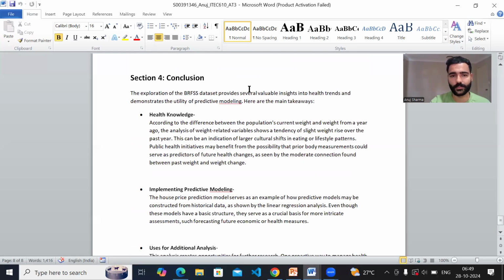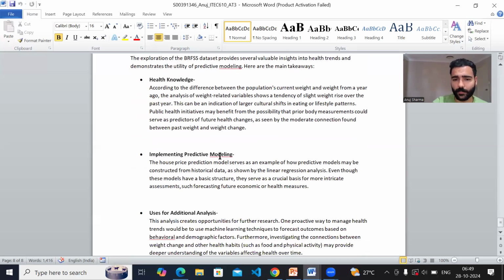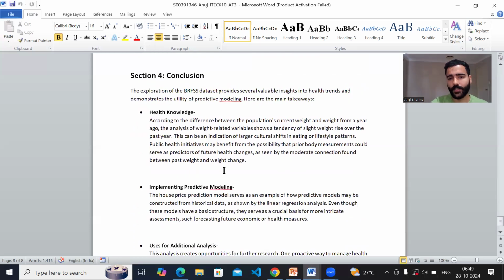And now the last section, which is the conclusion. We have 3 key values: health knowledge, implementation of predictive modeling, and use of additional analysis. According to the difference between the population's current weight and weight from a year ago, the analysis of weight-related variables shows a tendency of slight weight rise over the past year. This can be an indicator of a large cultural shift in eating or lifestyle patterns. Public health initiatives may benefit from the possibility that prior body measurements could serve as predictors for further health changes, as seen by the moderate connection found between past weight and weight change. So this is the conclusion that we get after the analysis in task 1.